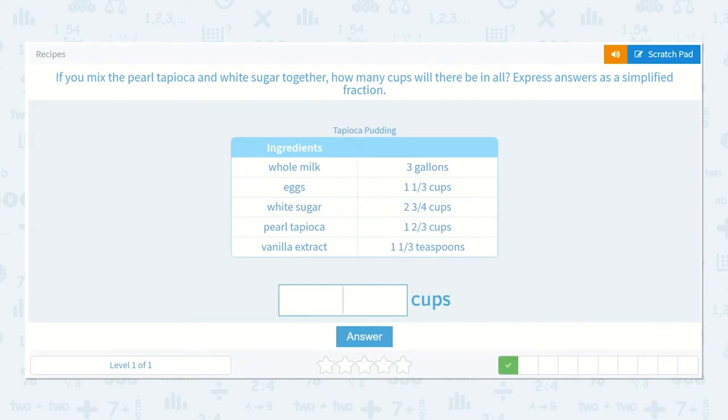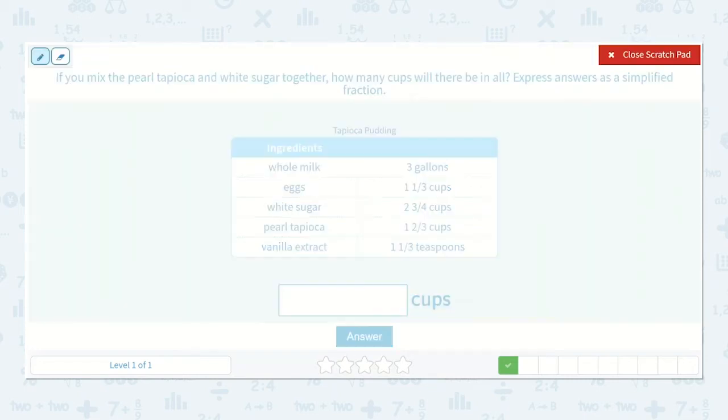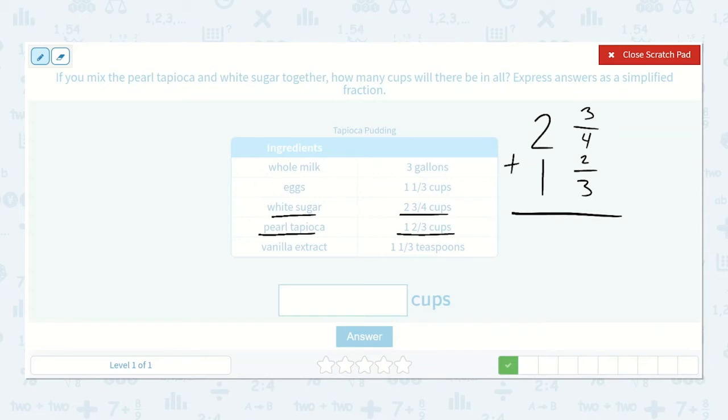If you mix the pearl tapioca and white sugar together, how many cups will there be in all? Express answers as a simplified fraction. So they said the pearl tapioca, which is 1 2/3 cup, and the white sugar, which is 2 3/4 cup. Well, if we add 2 3/4 plus 1 2/3, again, those denominators are not the same. So we need to change one of these. In this case, we're going to need to change both.